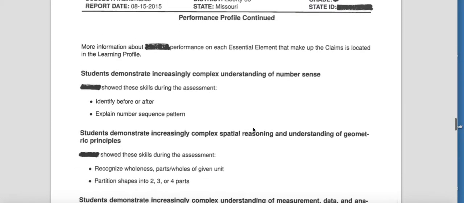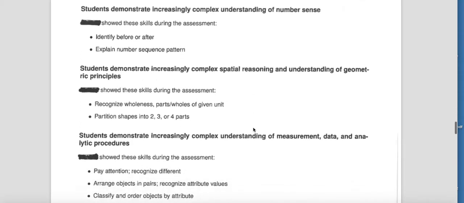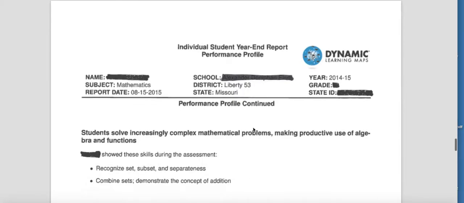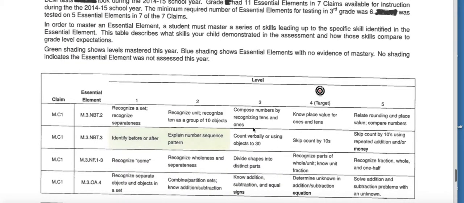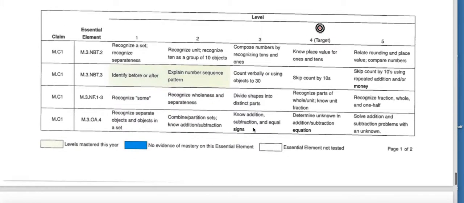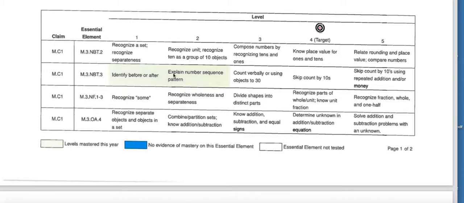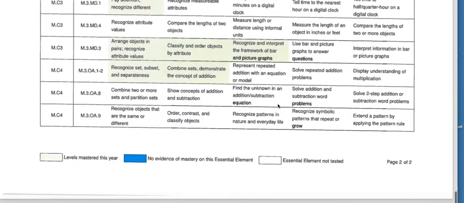Wonderful. Again, here are the essential elements, same as before in ELA. And as you move down the line, it breaks them down into the actual levels, correct? Correct. So again, Lori, if you're teaching this, what would this look like for you as you look at this information for the student? Well, I'm going to know that on the endpoint C1 the student can identify before and after. He can explain number sequence and patterns, so I can use that as the basis of what he knows and for success, and then look at counting verbally or using objects to 30. So that's going to be my next.